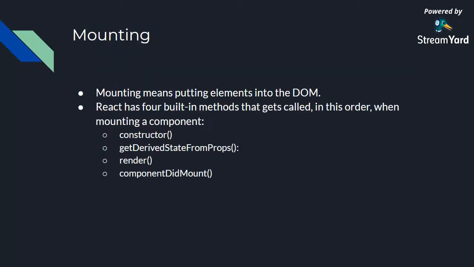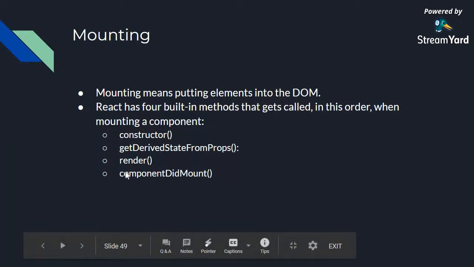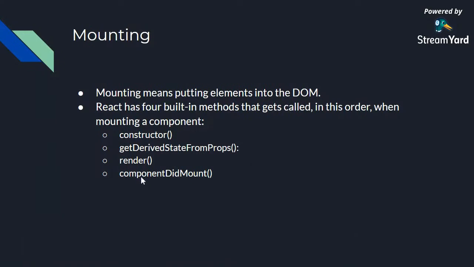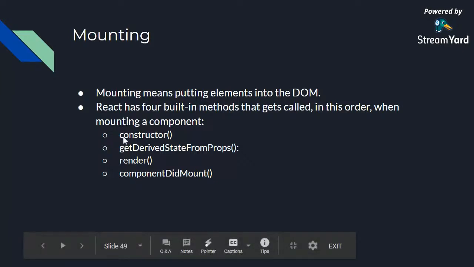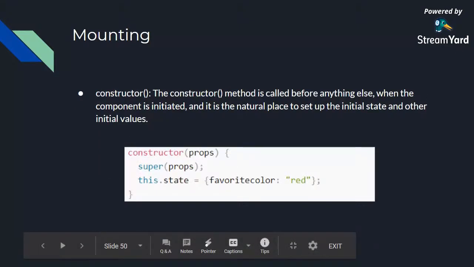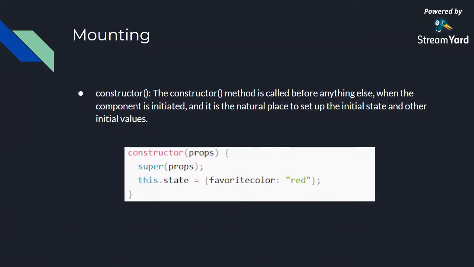So mounting, as I said, is a phase where elements are put into the DOM. React has four built-in methods that are called in the order that I have shown here. They get called in this particular order when a component is getting mounted or added to the DOM. The first method that is called is the constructor. As I said, the constructor is the method which is called before anything else.